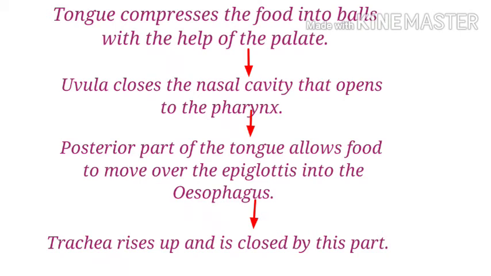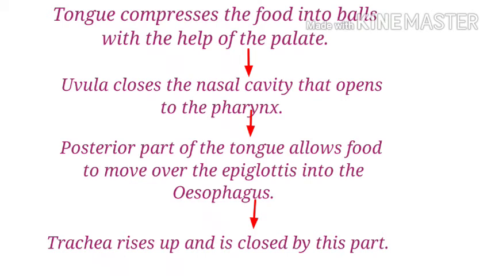Then next you can see the uvula on page number 22, illustration 2.3. U-V-U-L-A, uvula. It closes the nasal cavity that opens to the pharynx. So it acts as a valve which closes the nasal cavity when the food moves on to the pharynx. It closes the nasal cavity to prevent the movement of food from the pharynx to the nasal cavity.